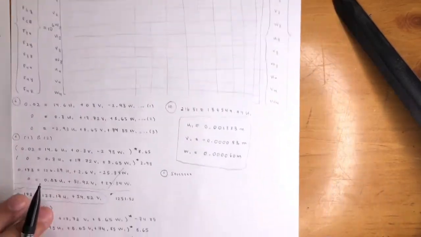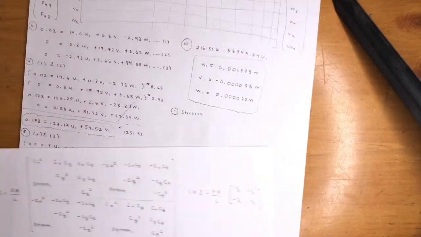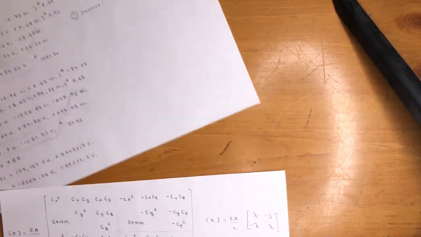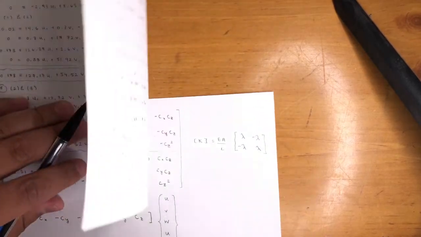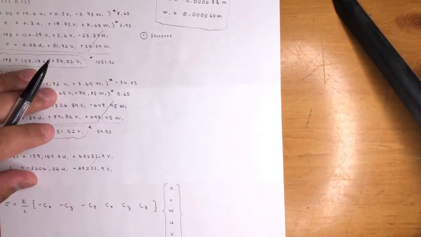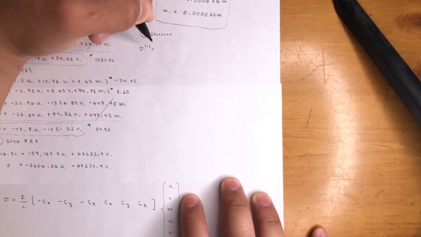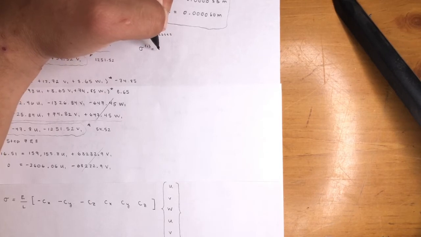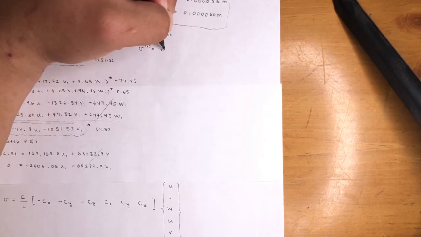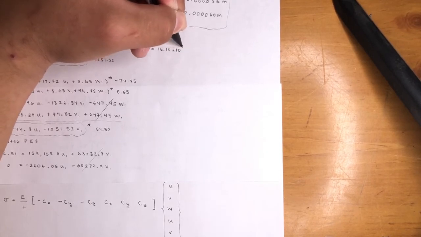So we can go ahead and do the formula. This is the formula I'm using. The bottom one, like this. Okay. So for the first one, sigma 1 is equal to the first E over L, which is 16.15 times 10 to the 9.